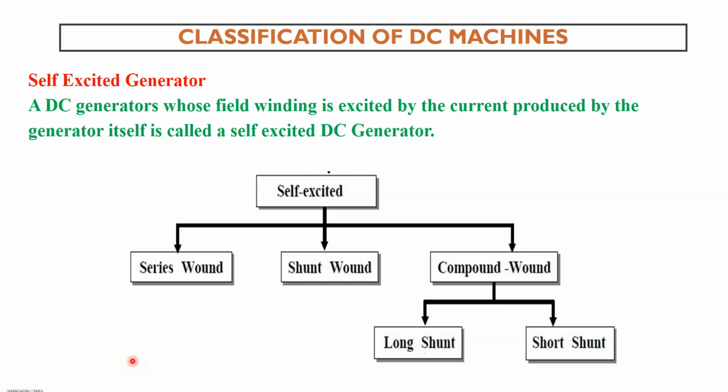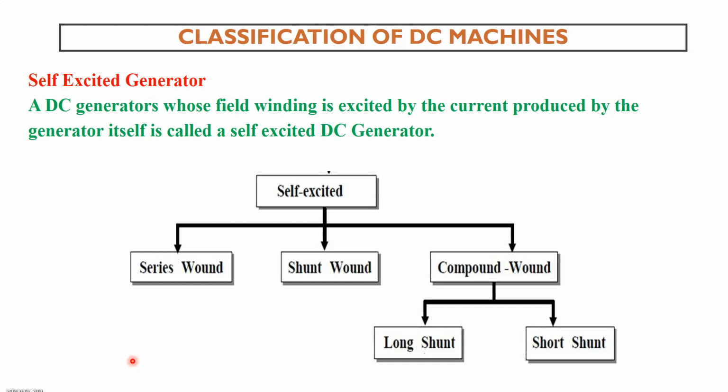Hi everyone. In the last class, we discussed the separately excited DC generator. Separately excited DC generator means the field windings are excited using an external DC source, or we are supplying another DC source for the purpose of excitation. That is called separately excited.